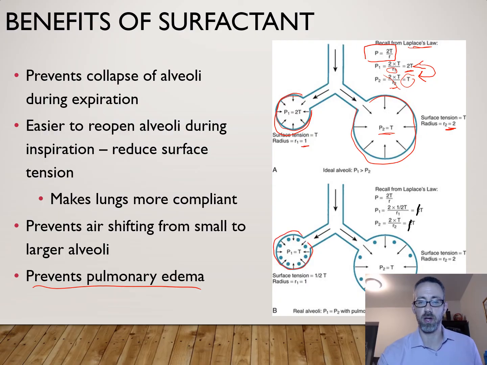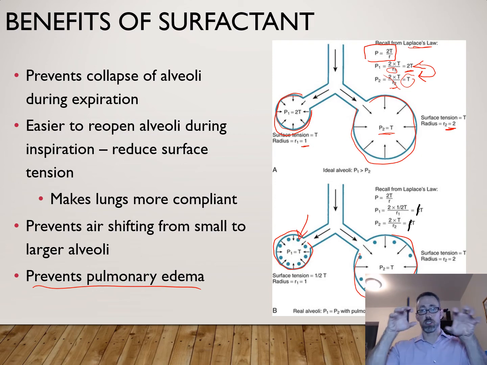We have the smaller alveoli and the larger alveoli, but now these little dots down here represent the surfactant. The surfactant is interspersed between those H2O molecules. Let's say the surfactant is very effective, more effective in a smaller alveolus, so it can decrease the surface tension to about half when the radius is 1.